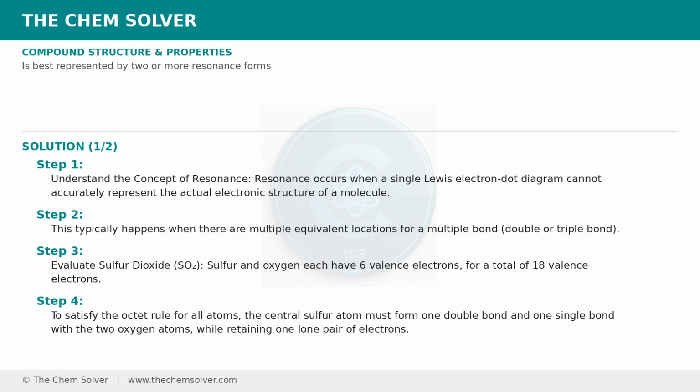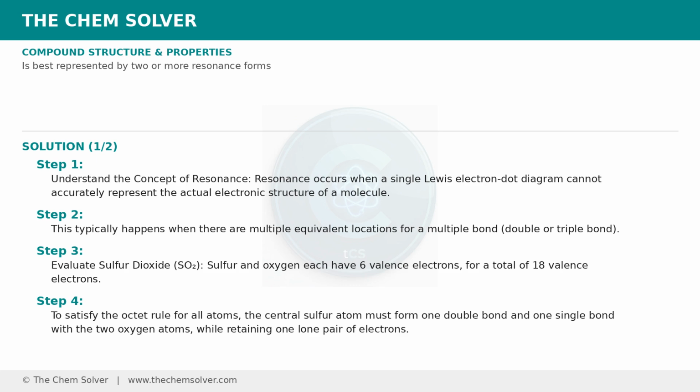Understand the concept of resonance. Resonance occurs when a single Lewis electron dot diagram cannot accurately represent the actual electronic structure of a molecule. This typically happens when there are multiple equivalent locations for a multiple bond, double or triple bond.